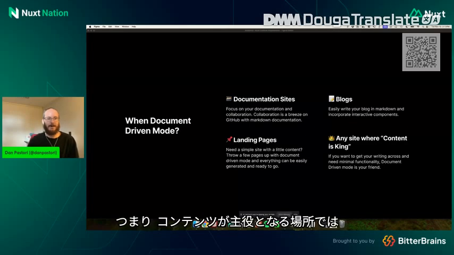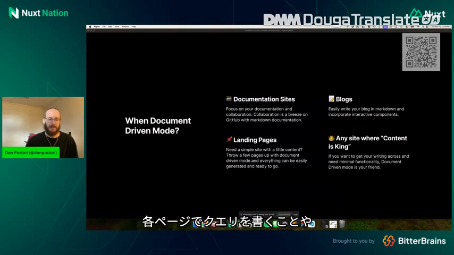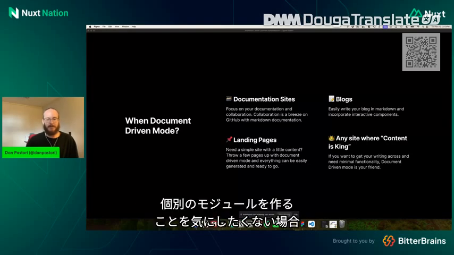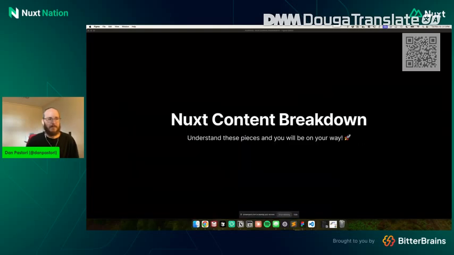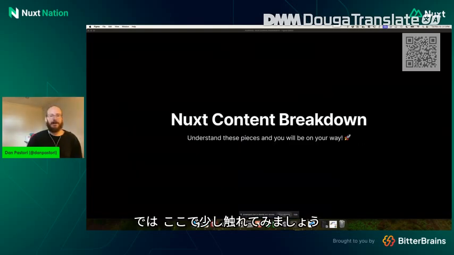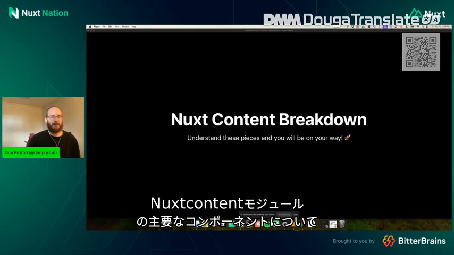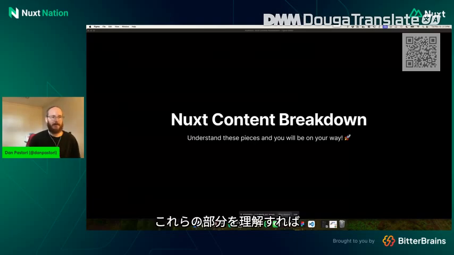So the rule of thumb is anywhere where content is king and you want to quickly generate content and not worry about writing all your queries on every page or making individual modules, document mode is the way to go. So let's touch through a few of the main components of the Nuxt content module, and when you understand these pieces, you'll be on your way.